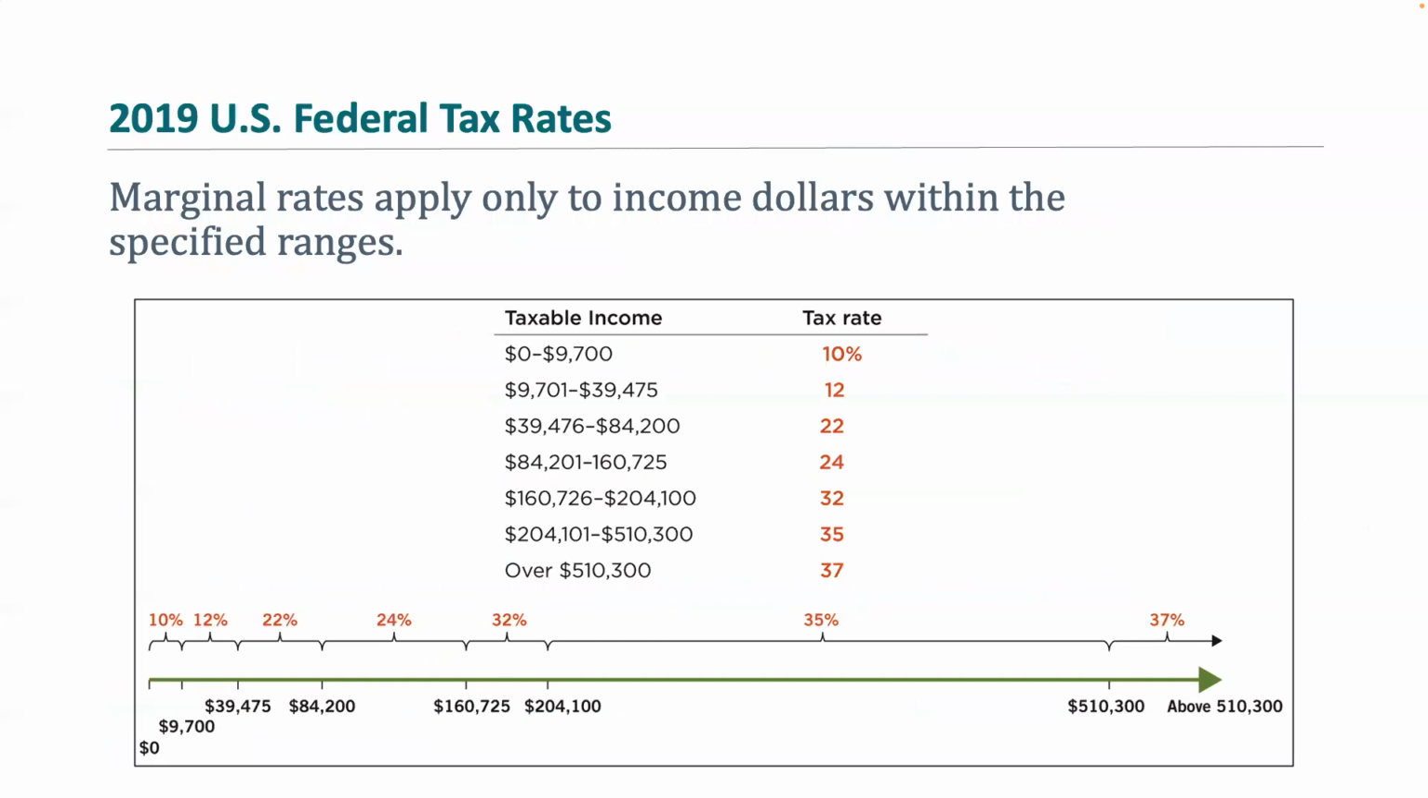This slide is figure 15.6, and it shows what the US federal tax rates were in 2019. Now, these tax rates are marginal tax rates, which means they apply only to dollars within those specified income ranges. So, for example, all income earned between $36,901 and $89,350 is taxed at 25%. But if somebody earns $89,351, that last $1 would be taxed at the 28% rate.